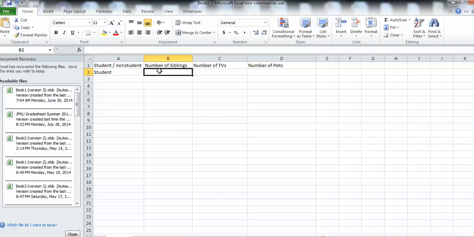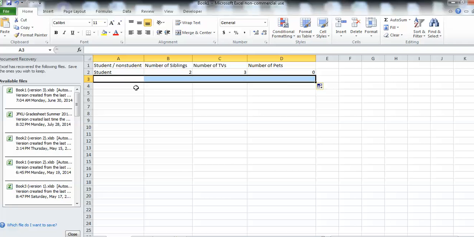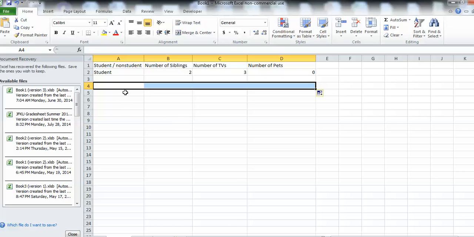And then if the first person has 2 siblings, you put 2. If the first person owns 3 TVs, you would put 3. And if the first person has 0 pets, you would put 0. So all of these answers are from person 1, meaning the first person you interviewed or the first person that you surveyed. And in the second row will be all of your answers for person 2. And in the third row will be all of your answers for person 3. And this will just keep going down.